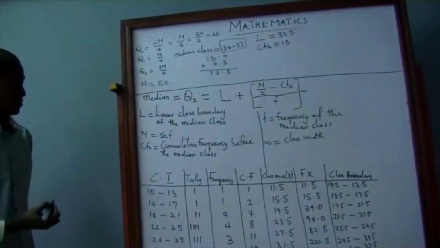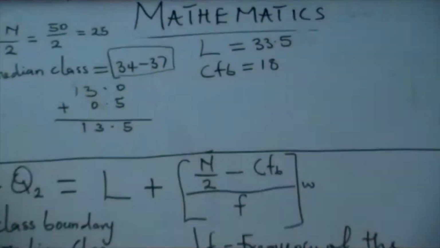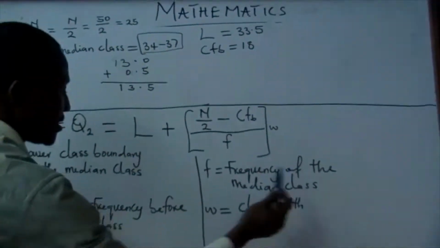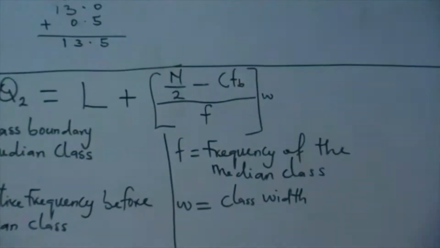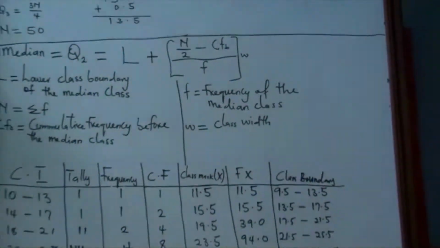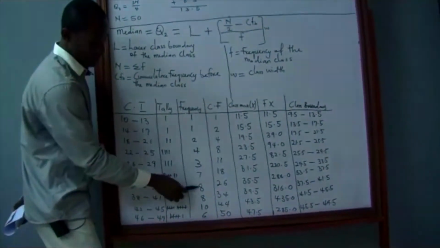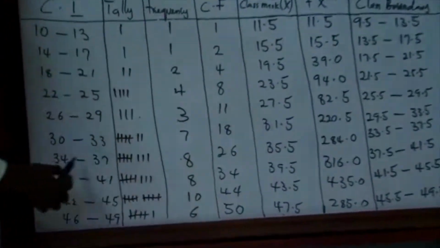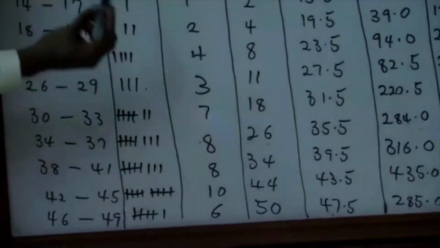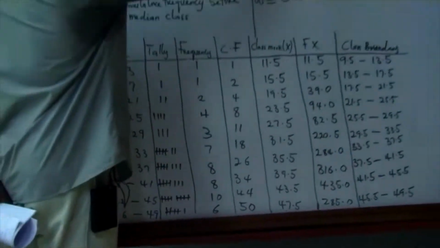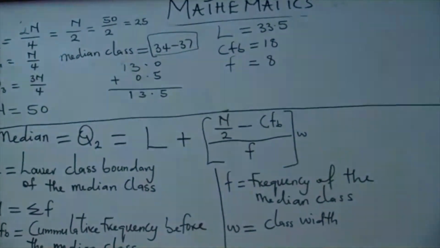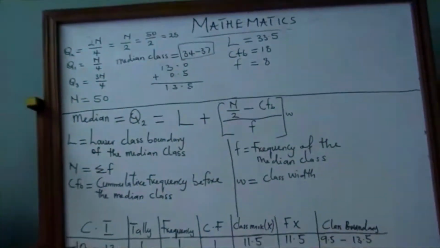Then we proceed to F. F implies the frequency of the median class. We have located the class 34 to 37. So what is the frequency of that class? 8. The frequency of the median class is 8. F equals 8.